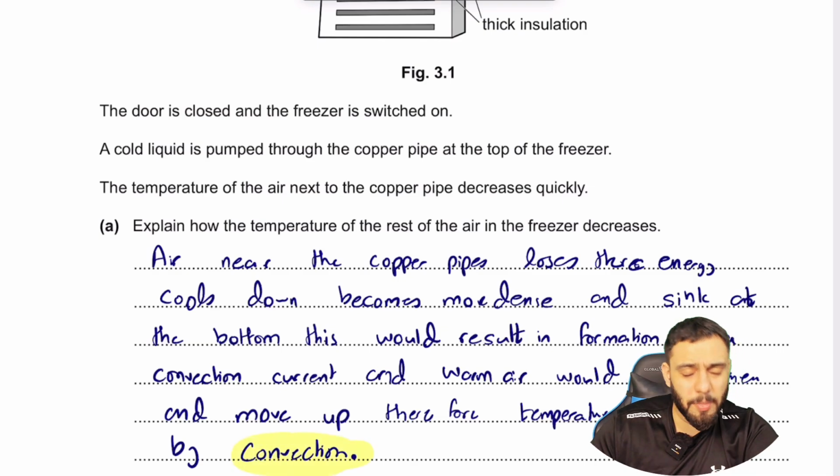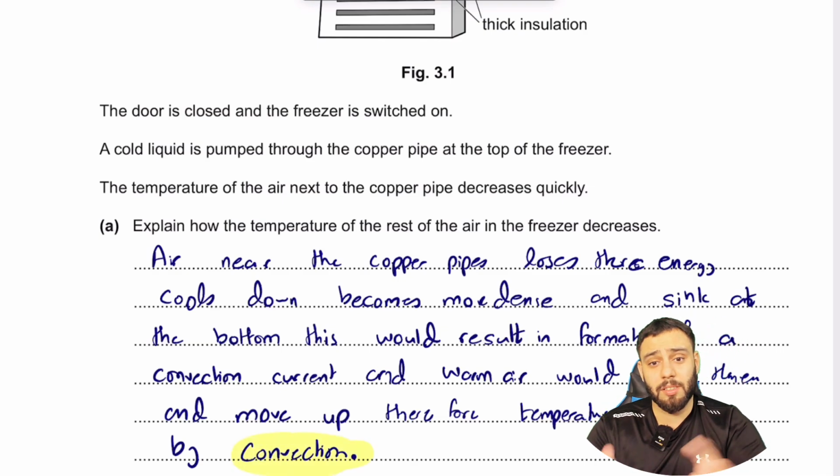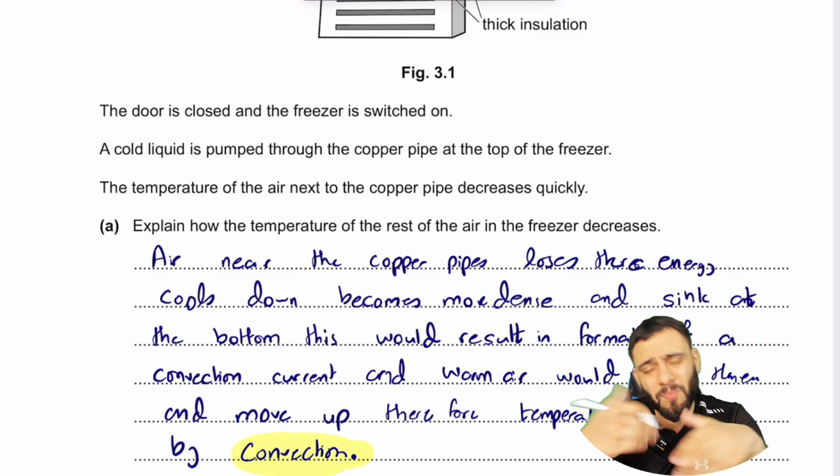So for convection, make sure that you write down the process of convection, convection currents, anything. So that's all the convection setup. That's going to be pretty much it.